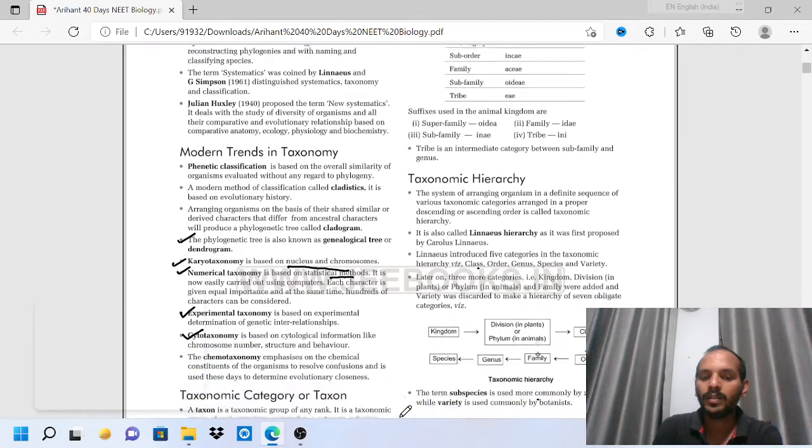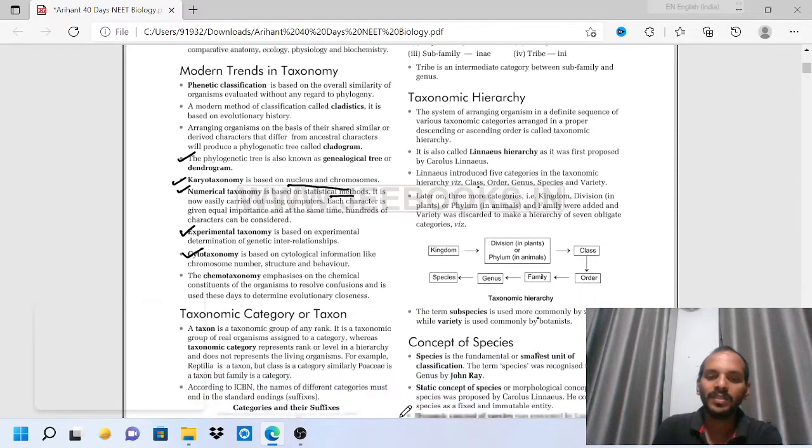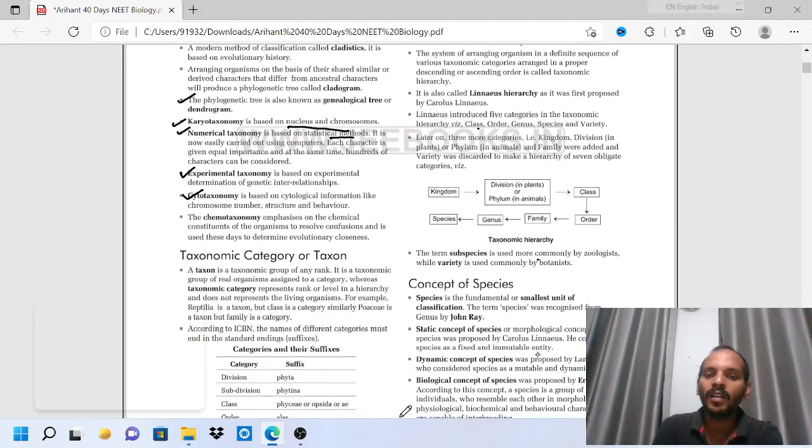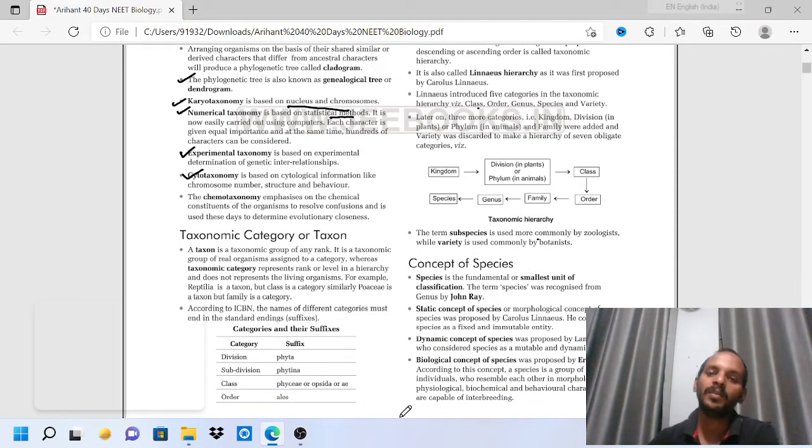Next is the taxonomic hierarchy. First, kingdom. Kingdom Animalia, Plantae. These are kingdoms. After that come divisions in plants and phylum in animals. After that class. After that order. After that family. After that genus. After that species.